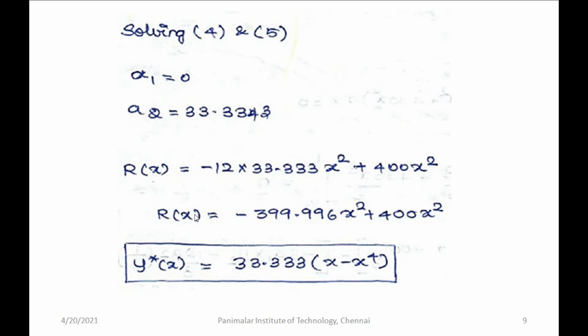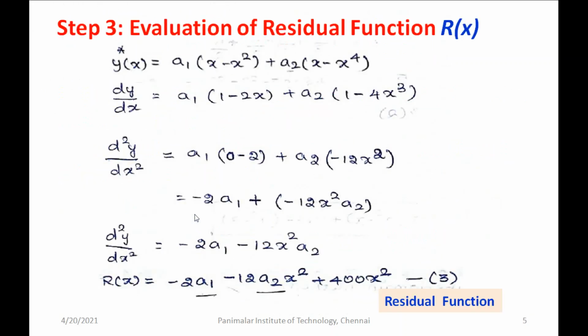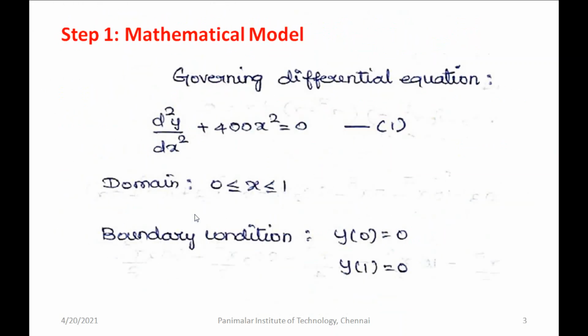What we have to do, we have to substitute this solution into the governing differential equation. That means we have to differentiate it 2 times and substitute in the governing differential equation, this one, plus 400 x square equal to 0, right? So now we got a solution for y. Then we differentiate that solution 2 times and add this 400 x square.